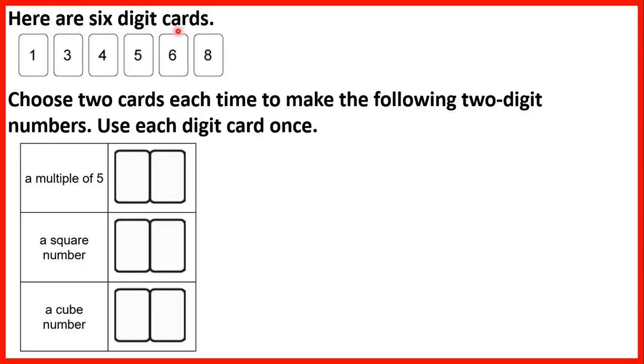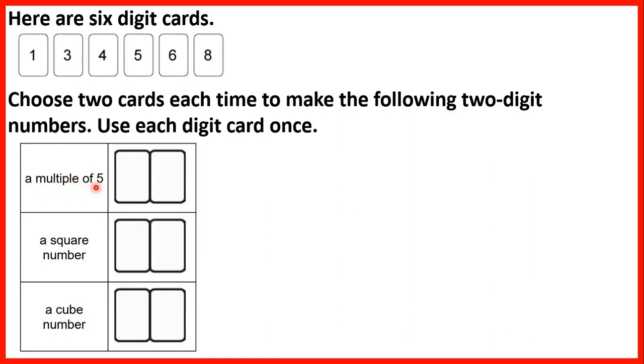Here are 6-digit cards. We have 1, 3, 4, 5, 6 and 8. Choose 2 cards each time to make the following 2-digit numbers. Use each digit card once. So we need to find numbers that are a multiple of 5, a square number and a cube number.